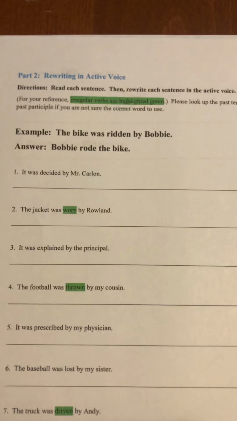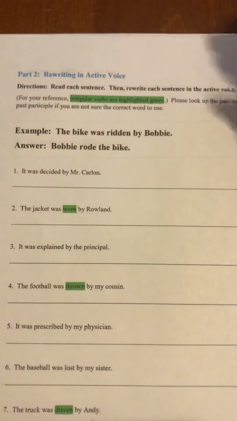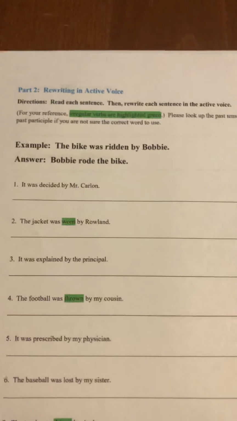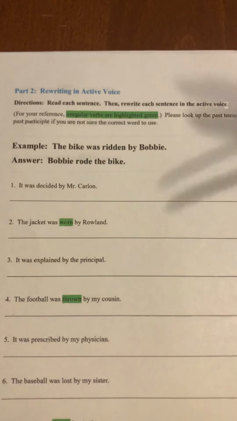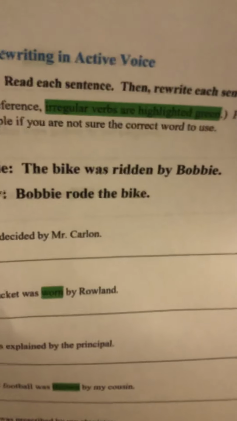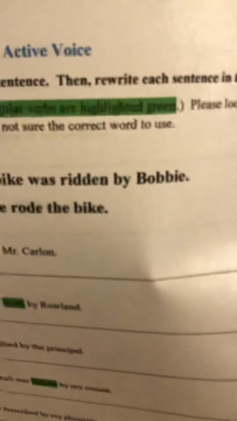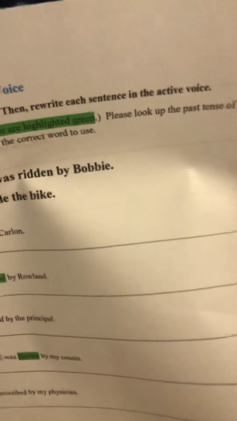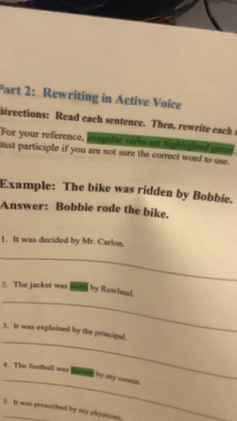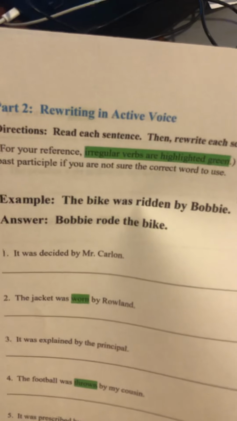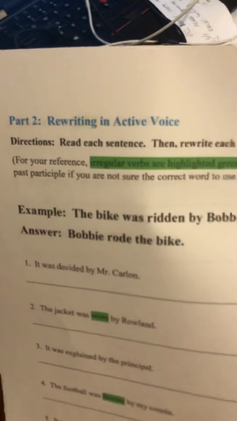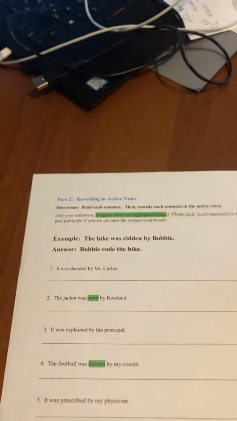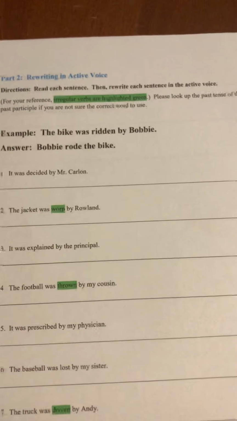Okay, so part 2, rewriting in active voice. Let's read the directions and go from there. Okay, so read each sentence, then rewrite each sentence in the active voice. For your reference, irregular verbs are highlighted green. Please look up the past tense of the past participle if you are not sure the correct word to use. Okay, that's what that little explanation under the directions is telling you to do.